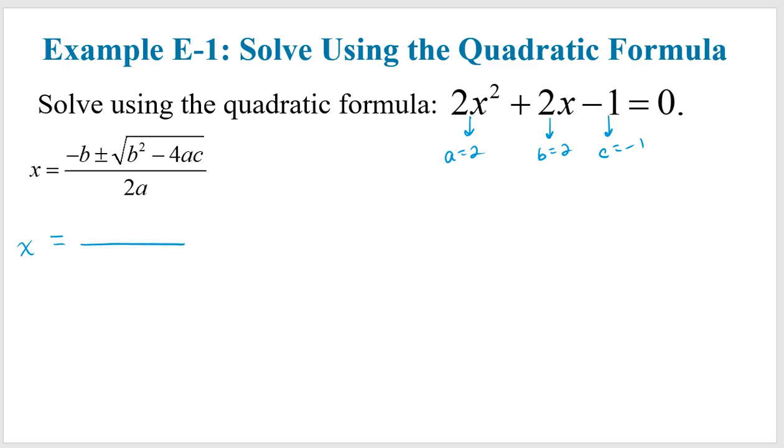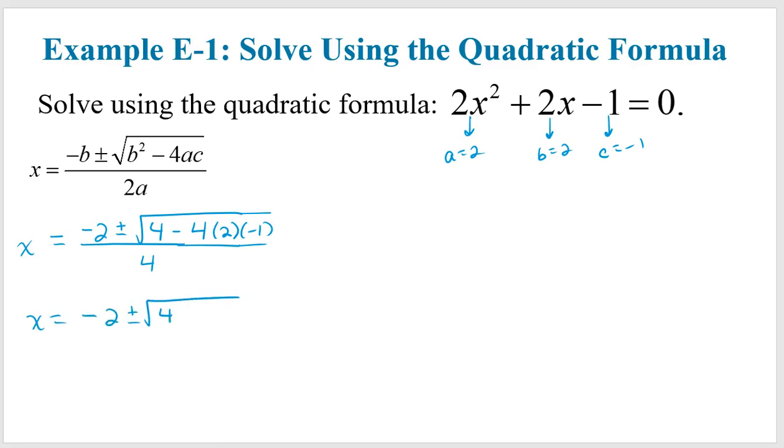So negative b, so the opposite of b is -2 plus or minus the square root of b squared, 2 squared is 4, minus 4 times a times c. So you might want to write that down rather than trying to do it in your head, because that's a lot of stuff. And then 2 times a is your denominator, and the a value is 2, so 2 times 2 is 4. So let me clean that up a little bit. So -2 plus or minus, let's see, -4 times 2 times -1 is +8. So underneath that radical, we should have the square root of 12.